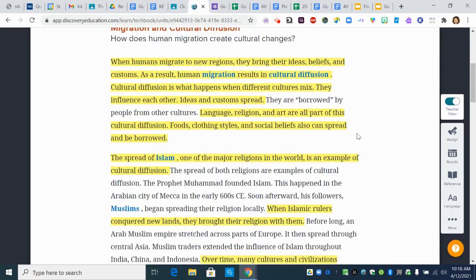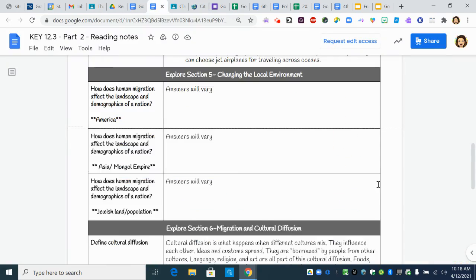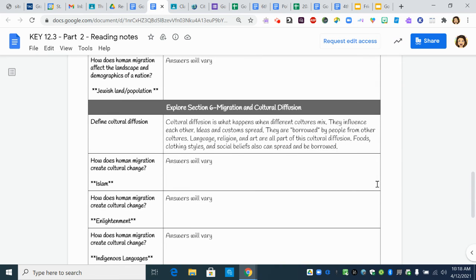Okay. All right, so let's go back to our notes. Again, if you are following along and highlighting, you can add what you highlighted to your notes where it says answers may vary. So define cultural diffusion. It's really important that you know the definition of cultural diffusion. Cultural diffusion is what happens when different cultures mix. They influence each other, ideas and customs spread, they are borrowed by people from other cultures. Language, religion, and art are all part of this cultural diffusion. Foods, clothing styles, and social beliefs also can spread and be borrowed.